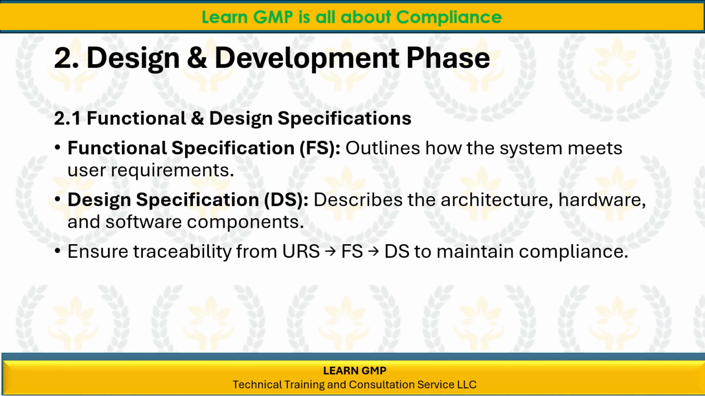After completion of planning phase, next phase is Design and Development Phase, which includes Functional and Design Specifications. Functional Specification, FS, outlines how the system meets user requirements. Design Specification, DS, describes the architecture, hardware, and software components. Ensure traceability from URS, FS, DS to maintain compliance.